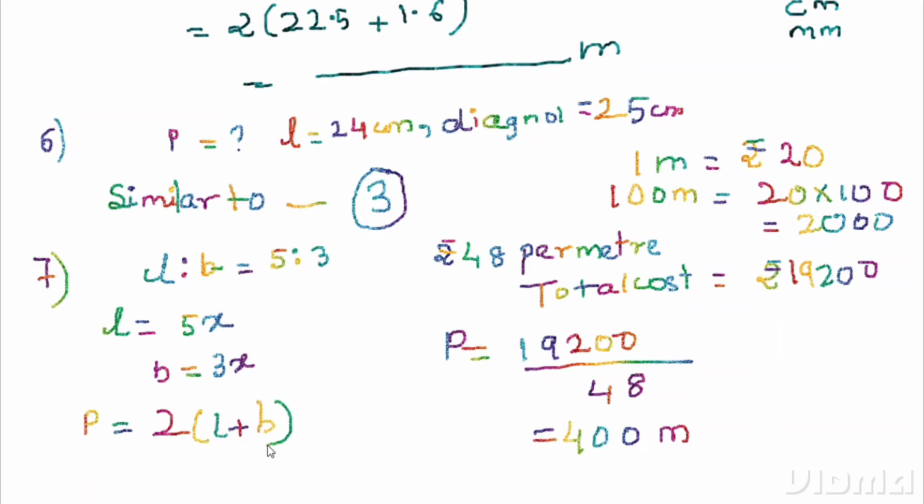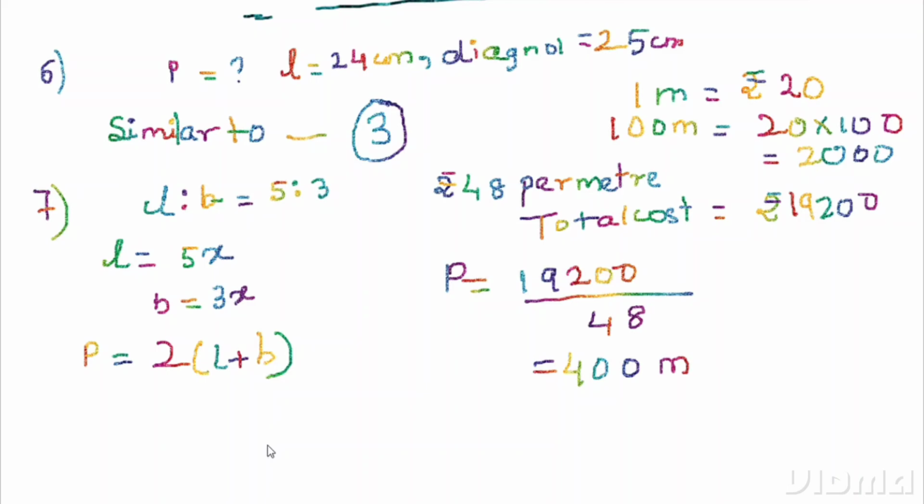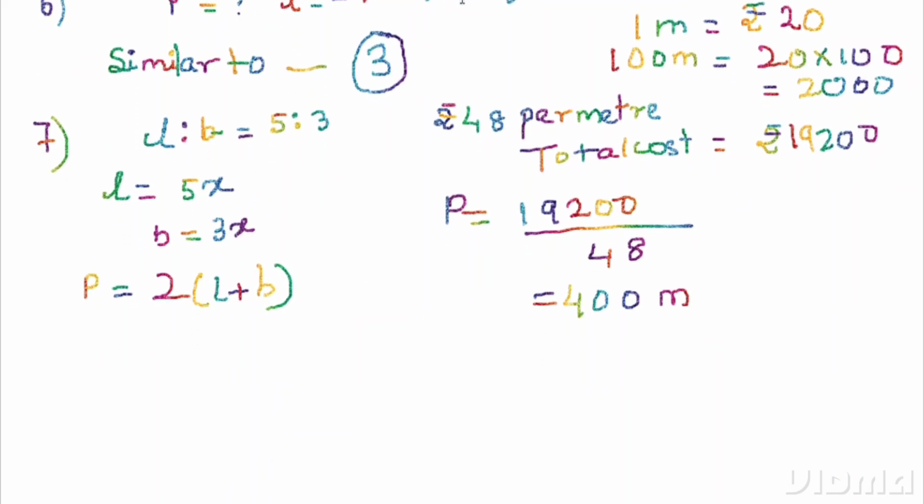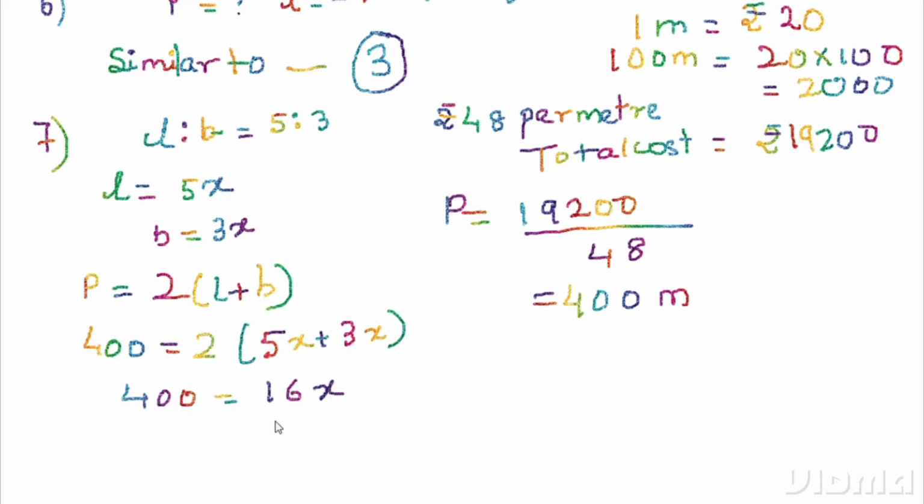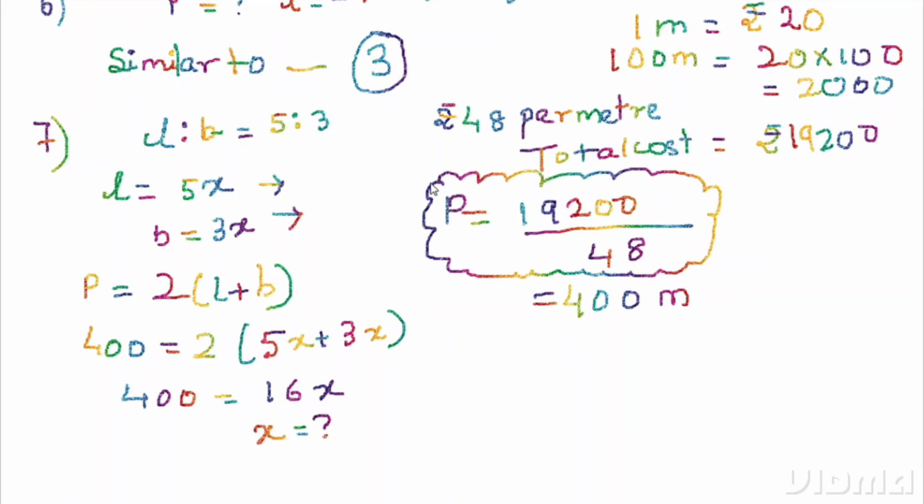So perimeter is given to me as 400, and I can just substitute that here. So 400 is equal to 2 times 5x plus 3x. So 400 is equal to 16x. Then I can find x from here. Once I have got x, I can substitute that and find my length and my breadth. So this was the seventh question. The only twist was that you have to find the perimeter by dividing this. The rest is the same.